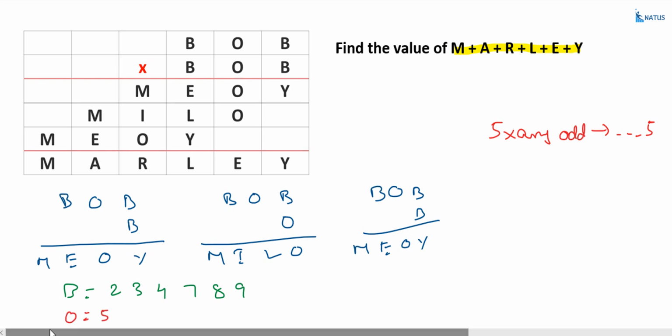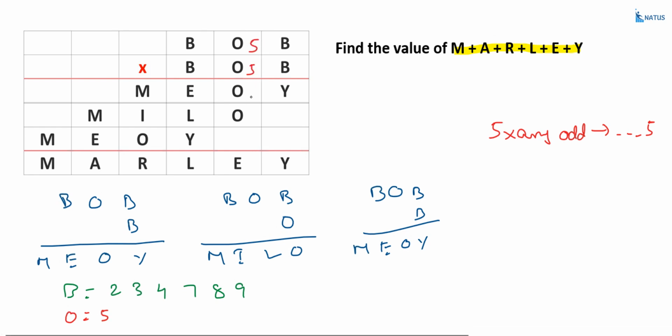That is fixed, right? So O is equal to 5. You will substitute the value 5 wherever O exists. That is the first one.